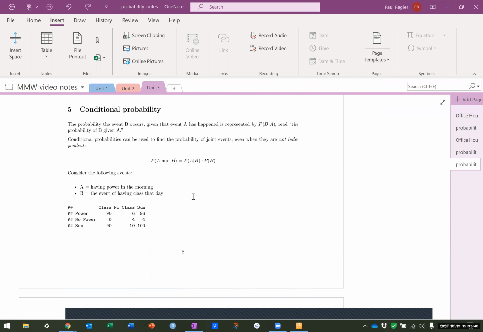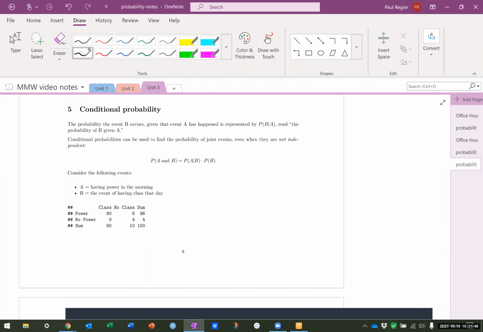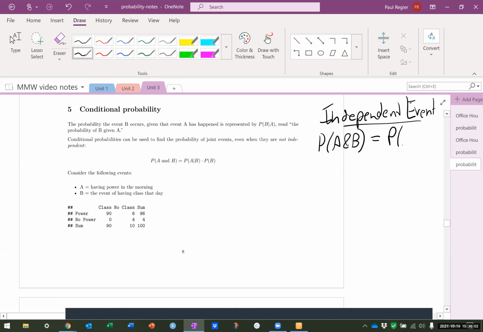Previously, we talked about something called independent events. So independent events are ones where the probability of one occurring does not affect the other. So probability of A and B occurring is probability of A times probability of B, right?